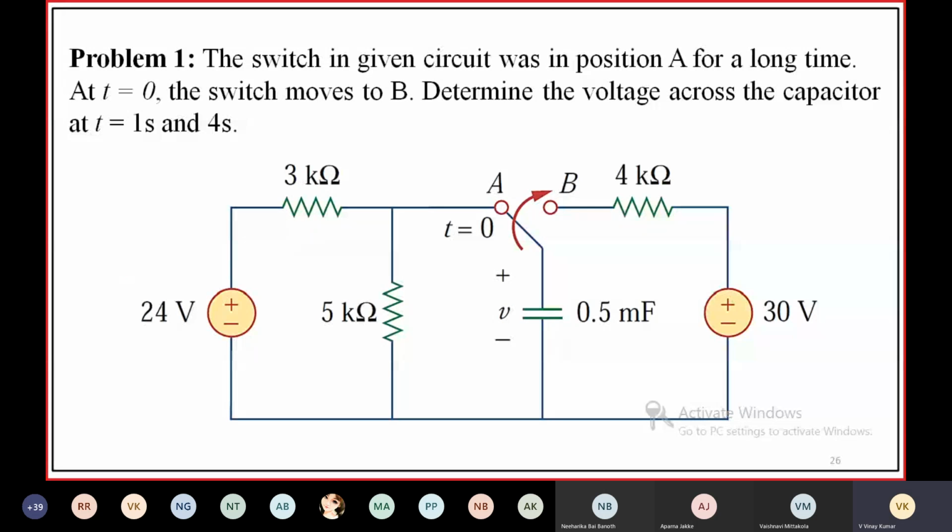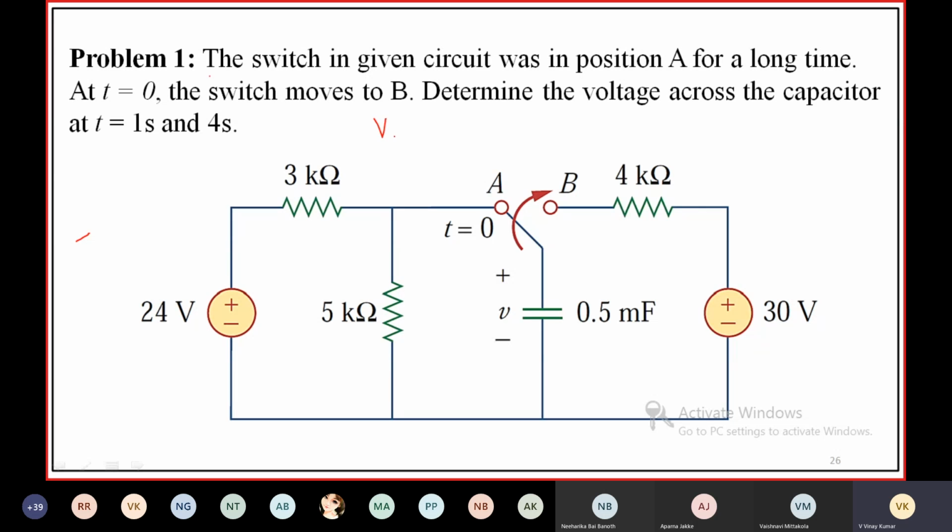So let me solve a problem. The switch in the given circuit was in position A for a long time. At t is equal to 0, the switch moves to B. Determine the voltage across the capacitor at t is equal to 1 second and t is equal to 4 seconds. Let us find the expression for voltage across the capacitor.